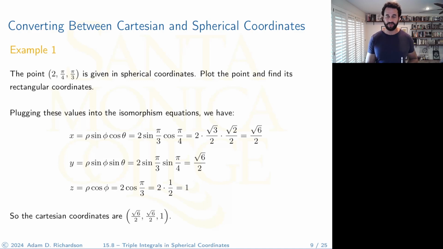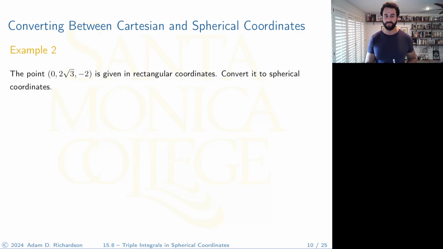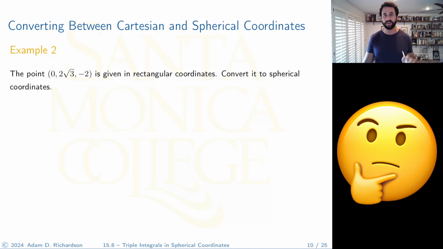Okay, let's do the other direction. So let's do another example. And here what I want you to do is try this one on your own first. I'm giving you the point in Cartesian coordinates, or rectangular coordinates, same thing. And I want you to convert it into spherical coordinates. So at the end, you should have a point that is given in terms of spherical coordinates, rho, theta, and phi. All right, so just as before, think about it for a moment.